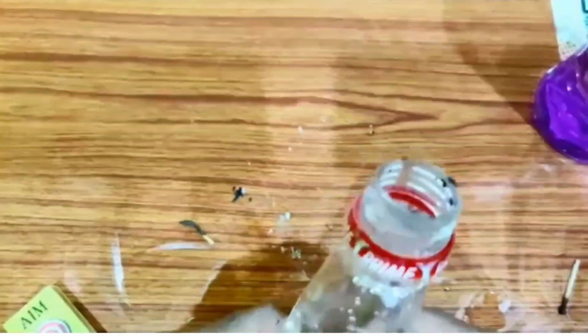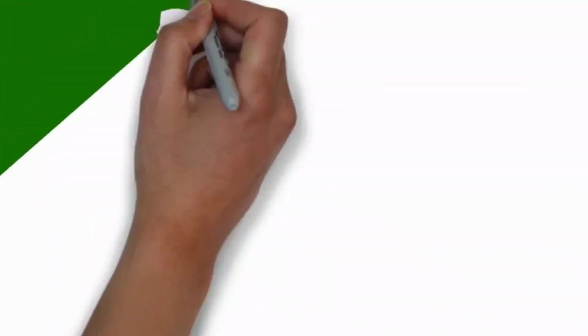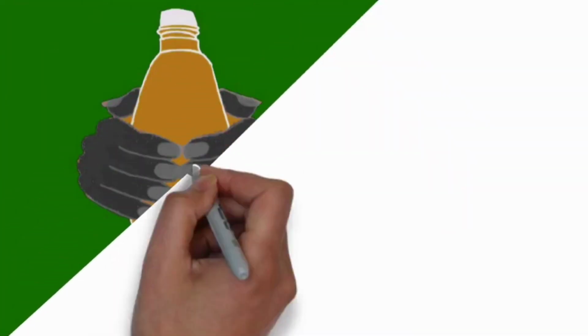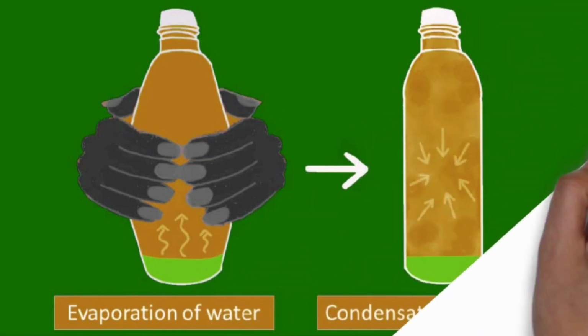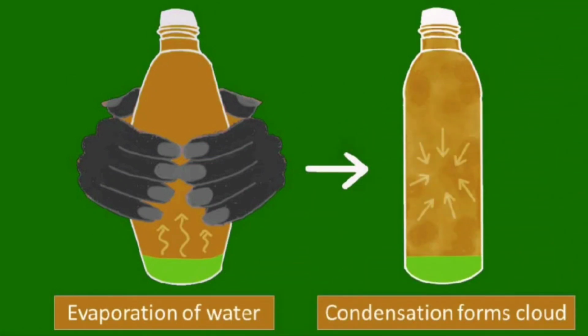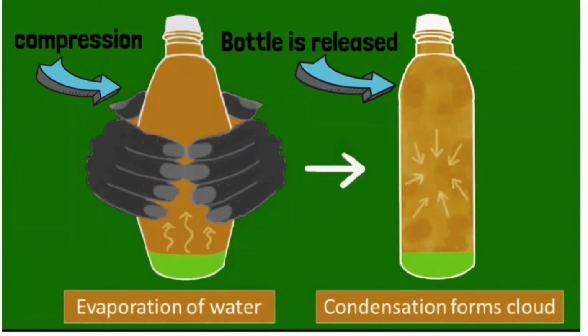Well friends, it is an adiabatic process whereby gas is suddenly compressed and heated. Through the evaporation of water, this creates a cloud. Here, the rapid compression causes a rise in temperature which leads to evaporation. When the bottle is opened, the released vapor condenses on dust and smoke particles to create clouds.